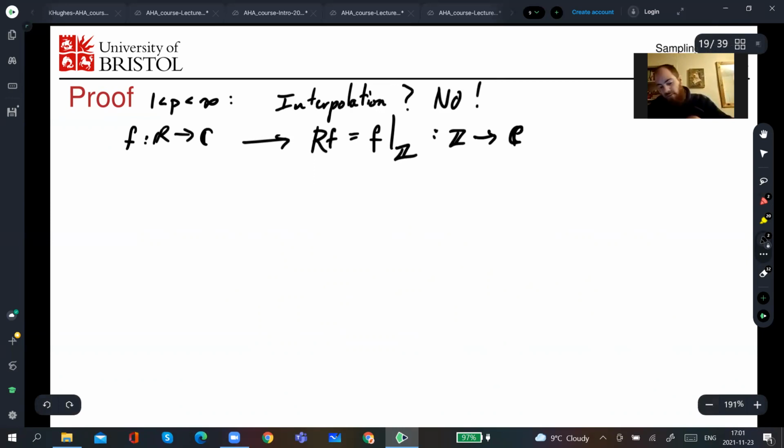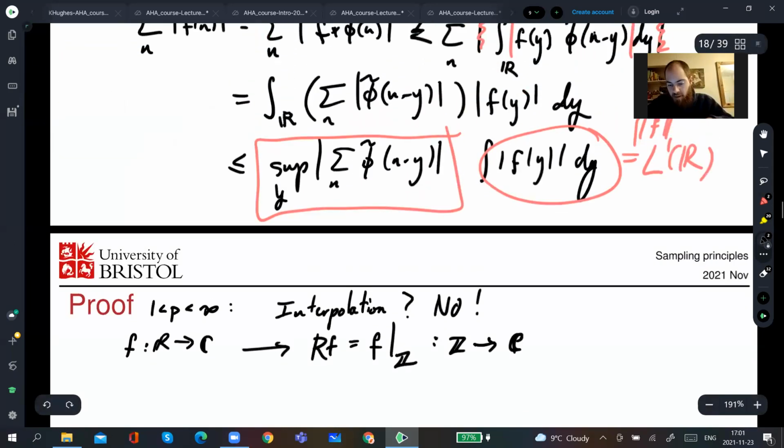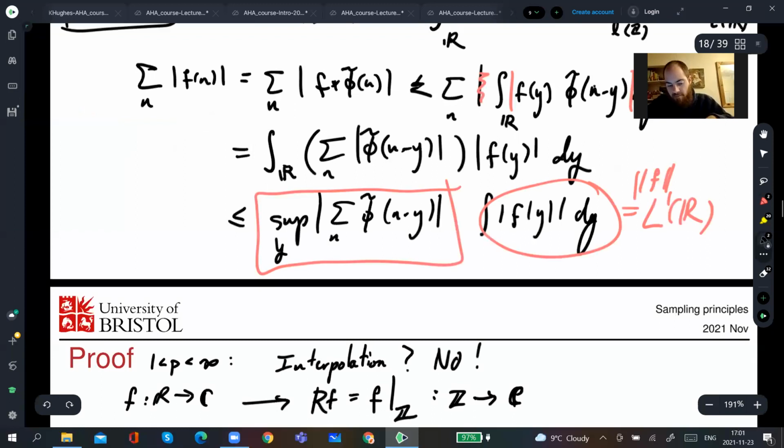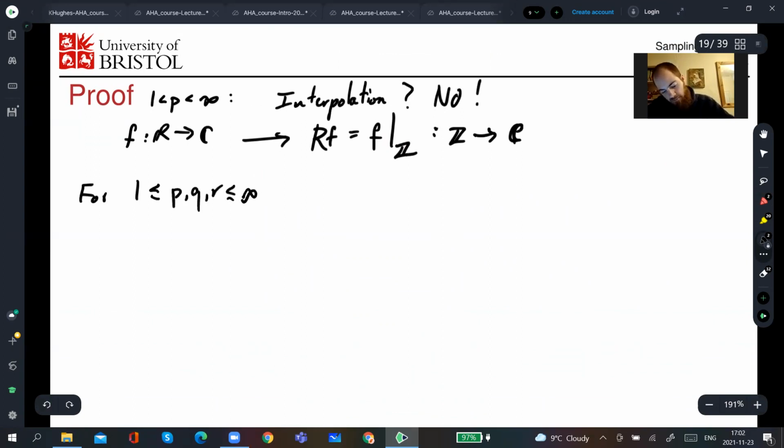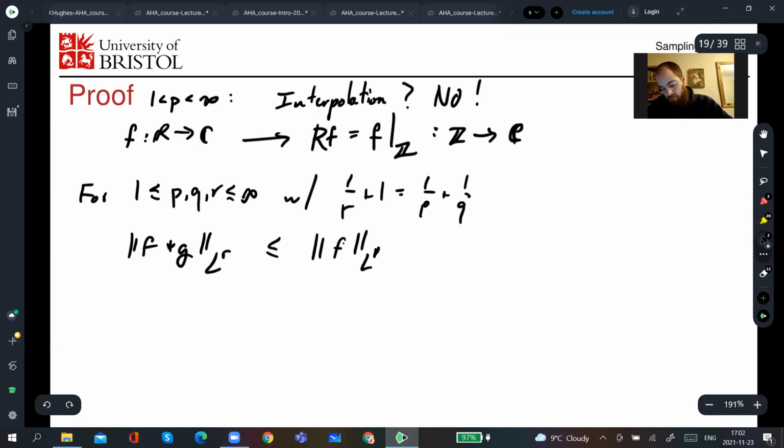That's fine. Let's try going back above and using Young's inequality a bit more. So how would we try and do that? What's Young's inequality? It is for p, q, and r between 1 and infinity, with 1 over r plus 1 equal to 1 over p plus 1 over q. It's the inequality that the LR norm of f convolved with g is at most the LP norm of f times the LQ norm of g.